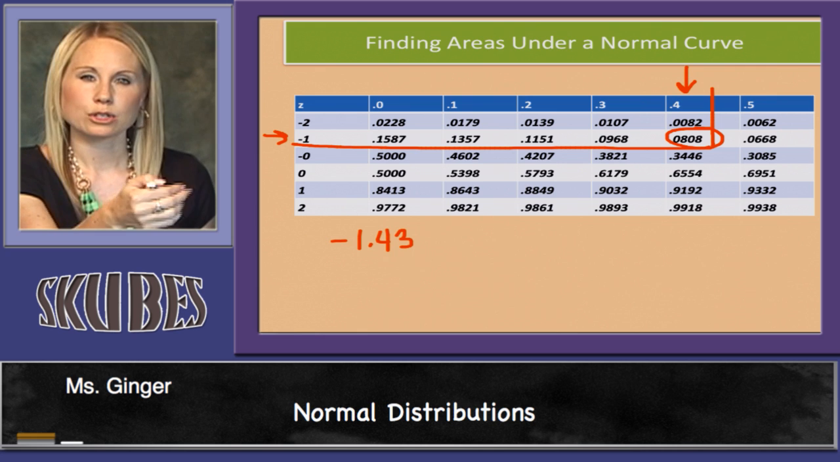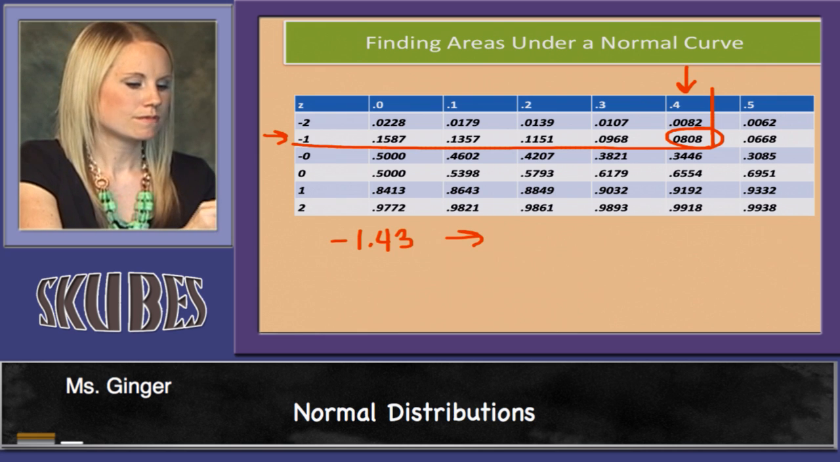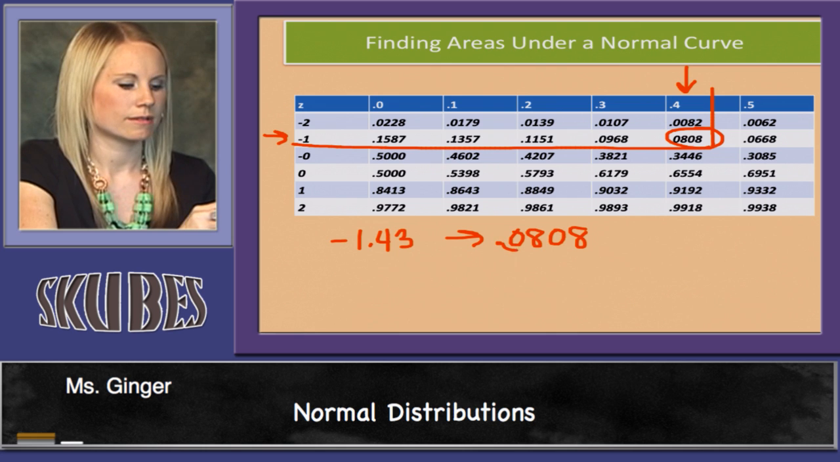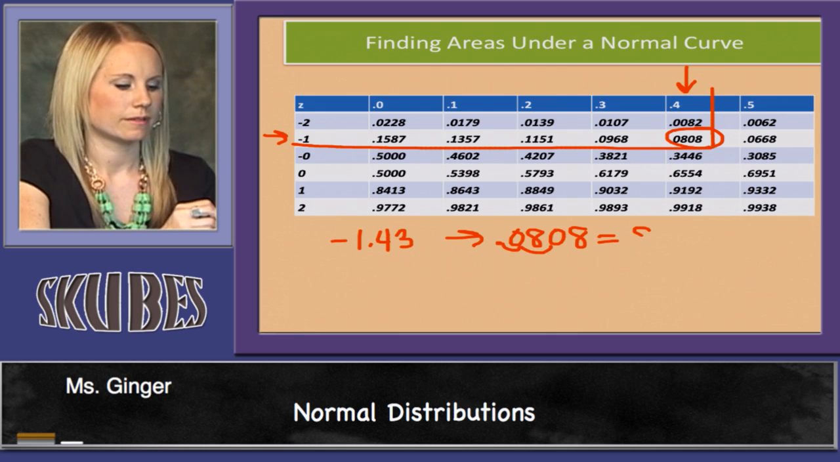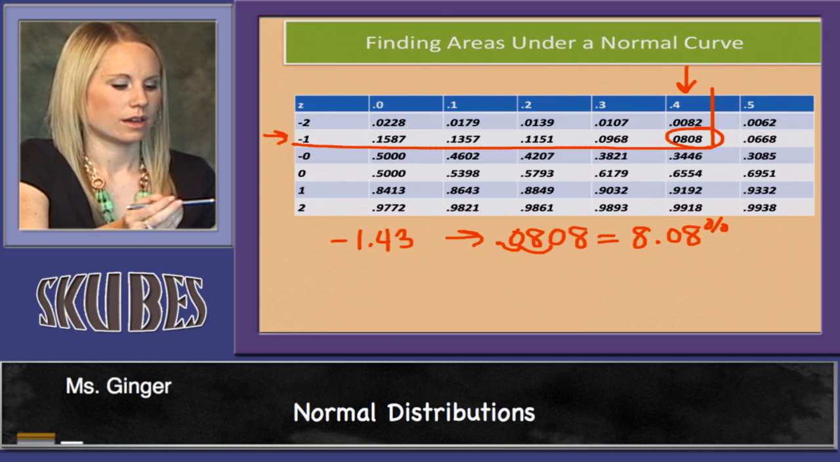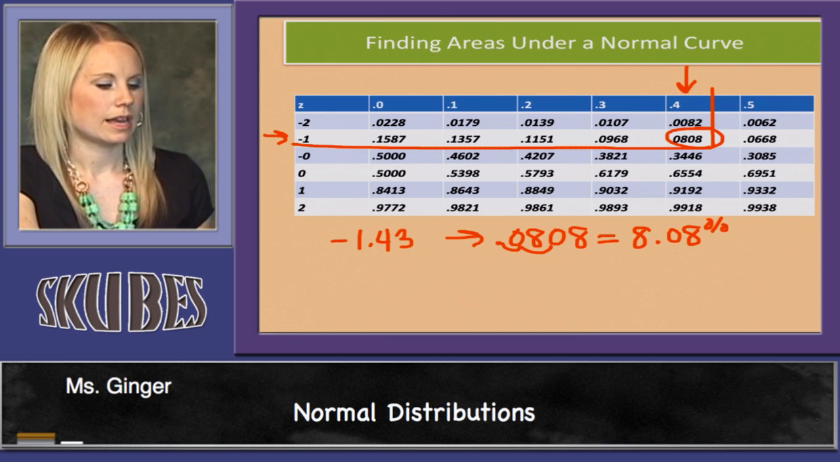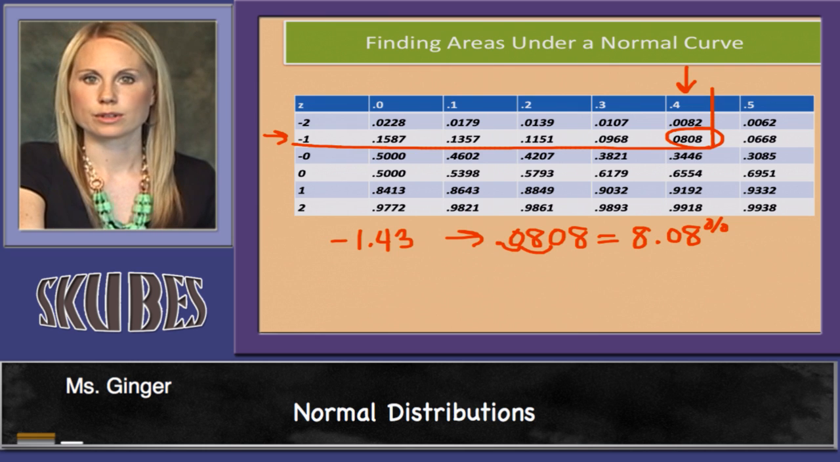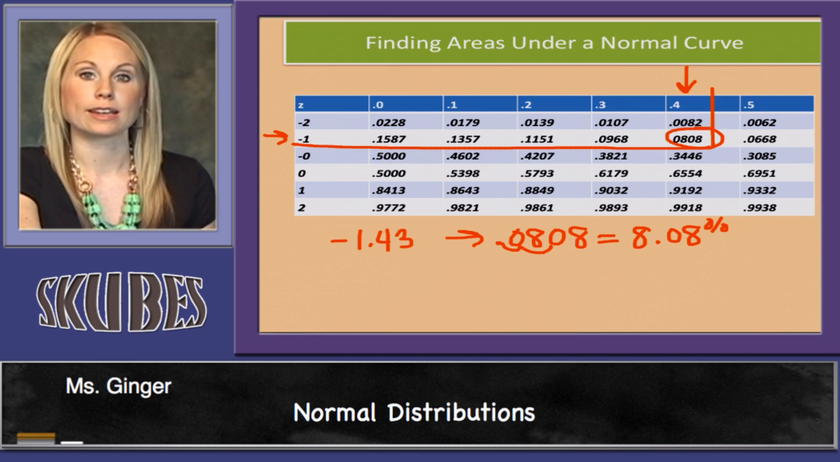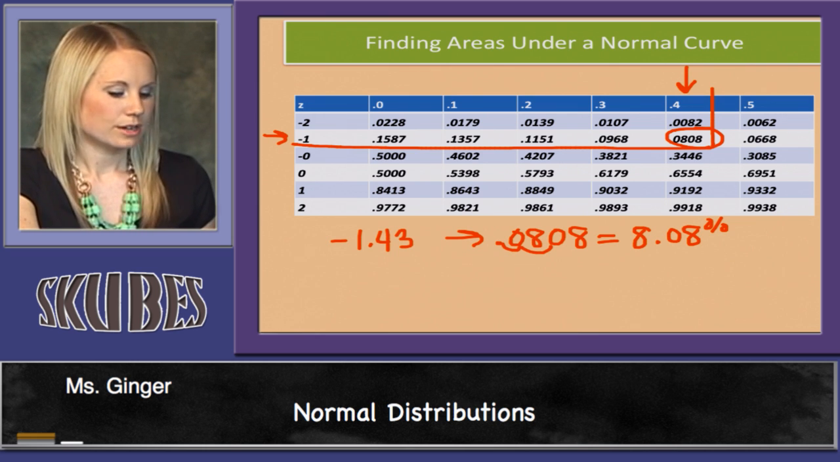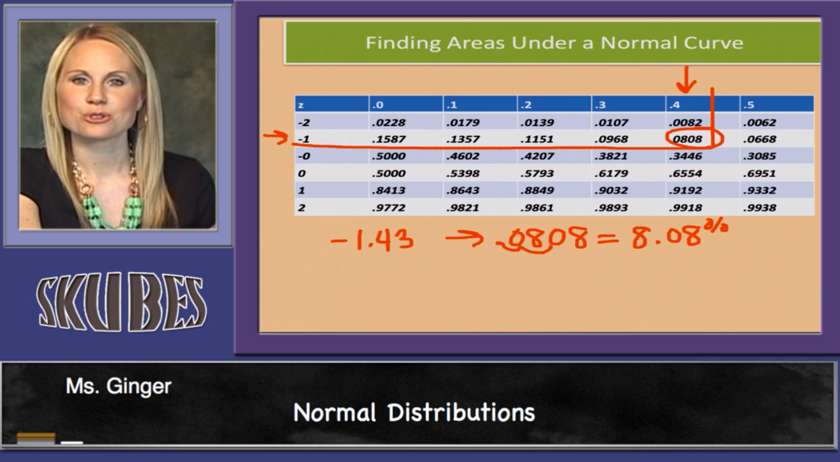Now, if you need that converted to a percentage, what you will do is move your decimal over 2 spots to the right, and that will give you the percentage that matches this probability. 8.08% is the probability that a student will be younger than 14 in our group, according to the information they gave us. So this is going to conclude our lesson on normal distributions.